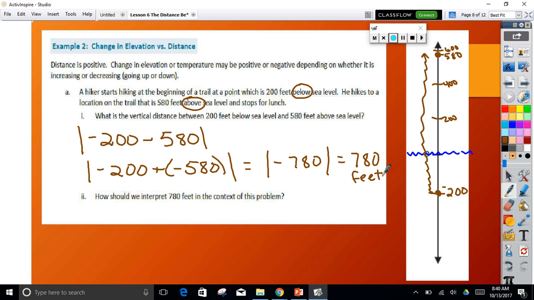That's the distance that he traveled, the vertical distance. I want to ask you though, if he were then, actually, no, let's save that for B.